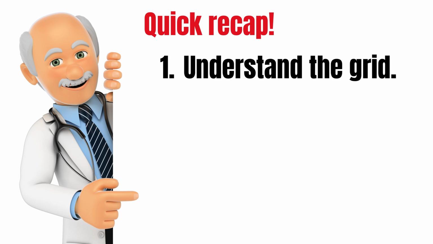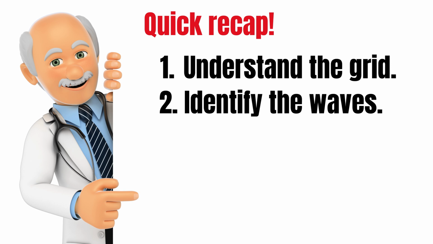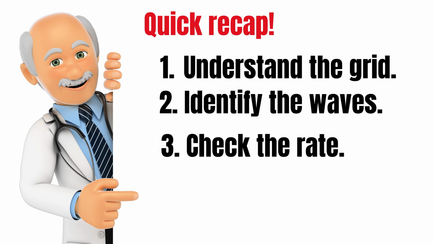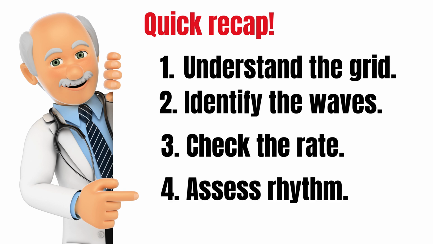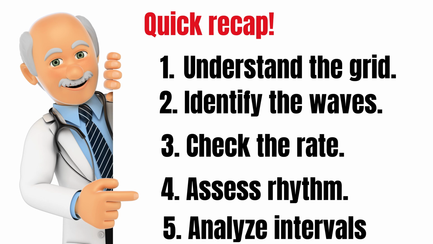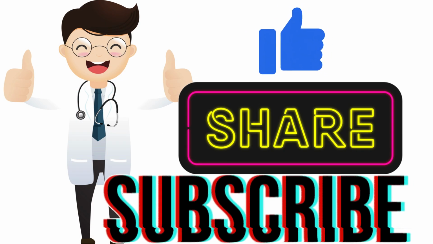Quick recap. To read an ECG: 1. Understand the grid. 2. Identify the waves. 3. Check the rate. 4. Assess rhythm. 5. Analyze intervals. And that's how you read an ECG in just 5 minutes.